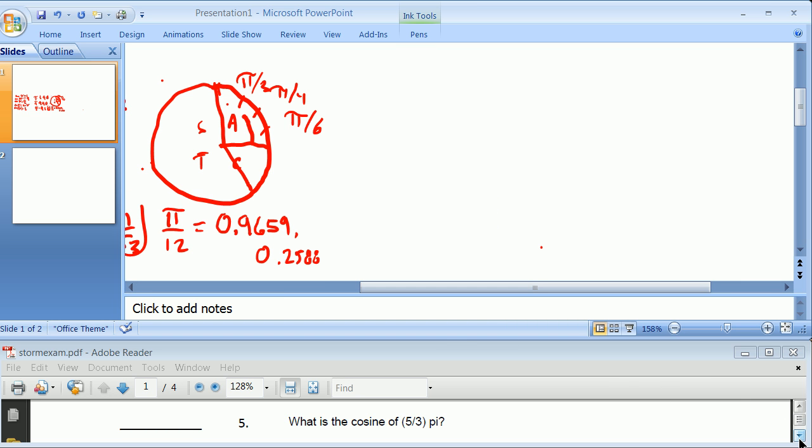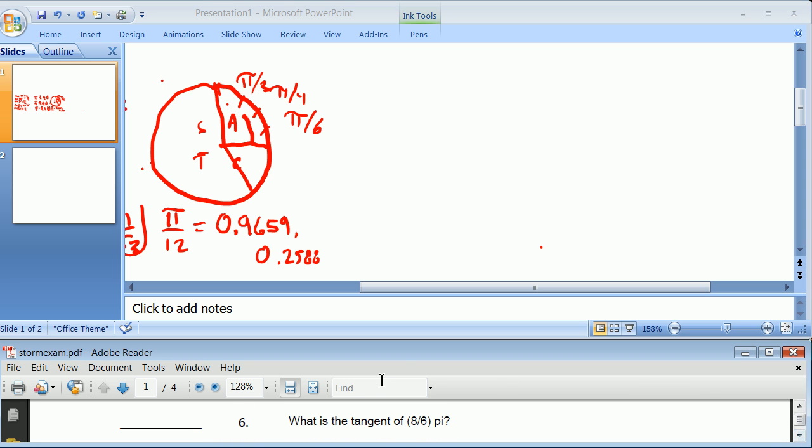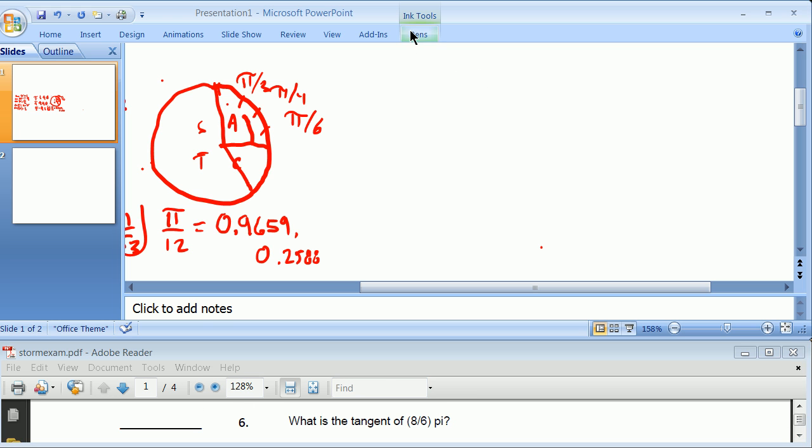Alright, so sines and cosines, you identify the quadrant. Tangent of 8/6 pi. Well, once again, 6/6 pi is pi. 2/6 more is a third pi. So you're looking at the tangent of pi over 3 in the third quadrant. All seniors take. And so it's positive. The tangent of 8/6 pi is a positive 1.